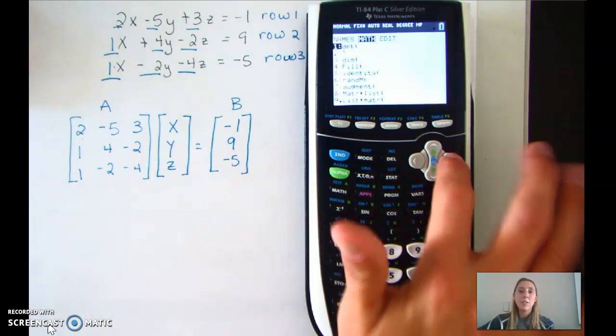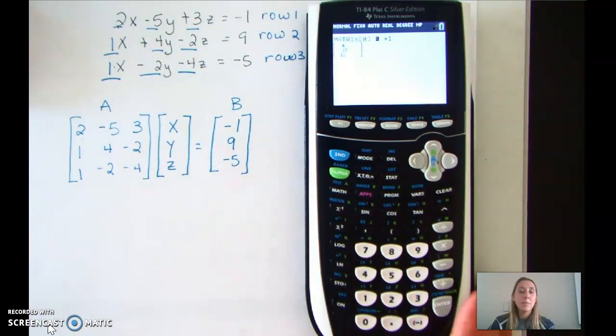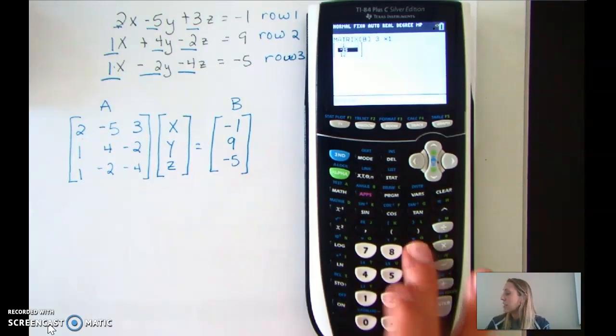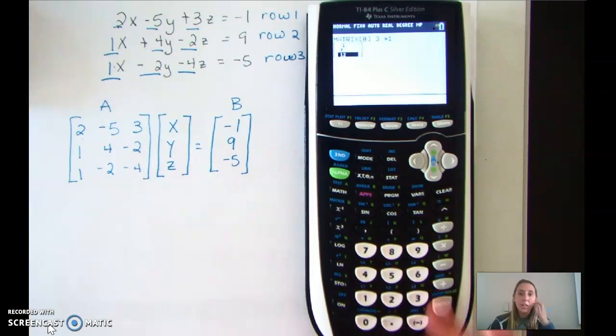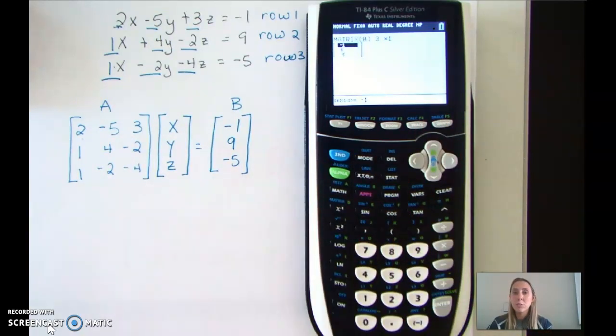And I'm going to arrow over to edit. Then I'm going to arrow down to B. And my answer is a 3x1. So I'm going to hit 3, enter, 1, enter. And then I'm going to put those entries in: -1, enter, 9, enter, -5, enter. Okay, so now that matches, and so I'm going to hit second, quit. Oops. Second, quit. And I'm back to my main screen.